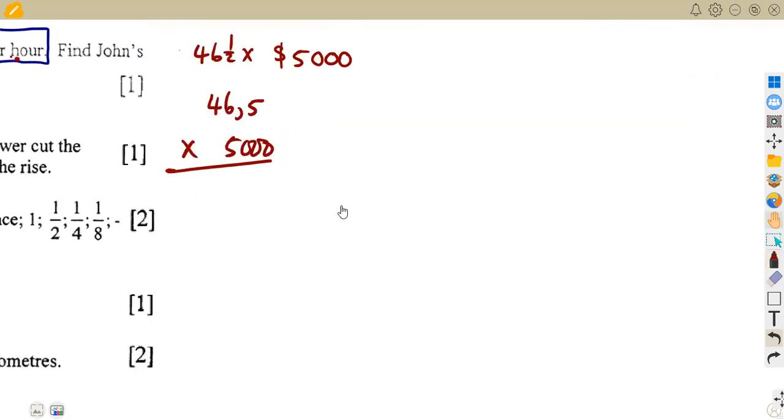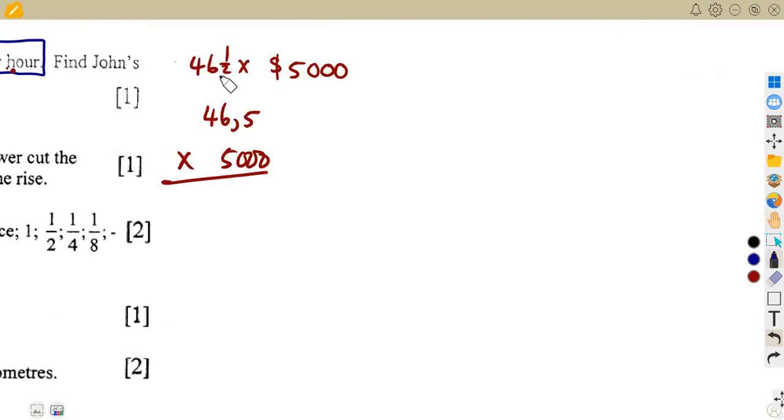Or you can consider it as an improper fraction: 46.5, you multiply by 2, you add 1. So if you multiply by 2 here, what are you going to have? 46 times 2, you get what? 92. Then 92 plus 1, which is 93. So you're going to obtain 93 over 2 times 5,000. Here now they're just testing your multiplication part. They know that most of us are used to using calculators and so forth.